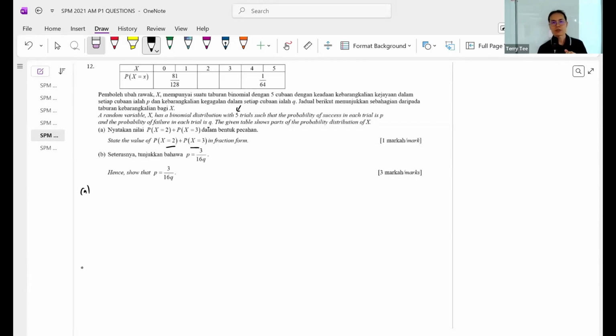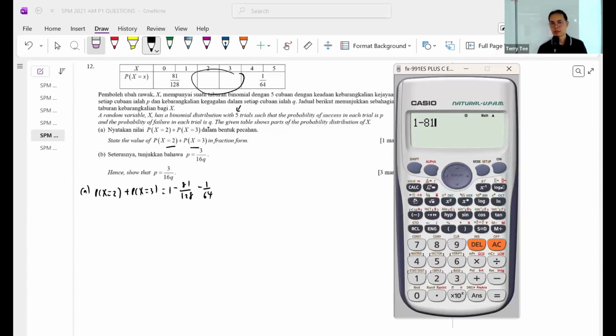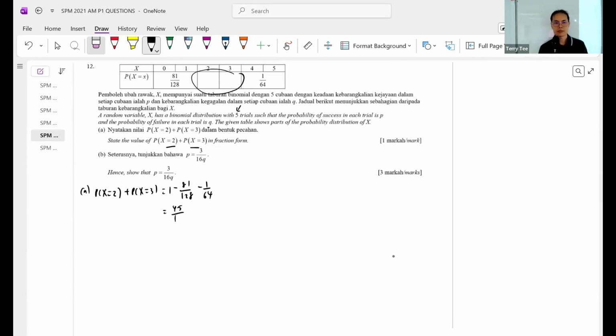Okay, so we know total probability is always what? Everybody? Total probability is always 1. So P(x equals 2) plus P(x equals 3), which represent these two added together. You know total probability is 1. You minus 81 over 128, minus 1 over 64. Use my calculator: 1 minus 81 over 128 minus 1 over 64. I got this answer, 45 over 128. Okay, first part done.